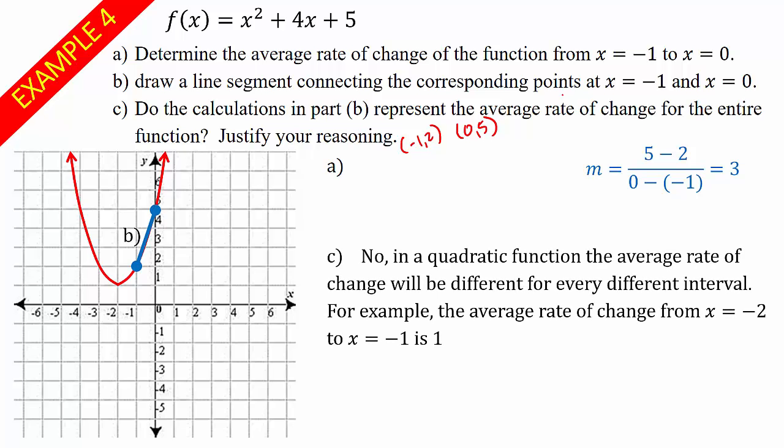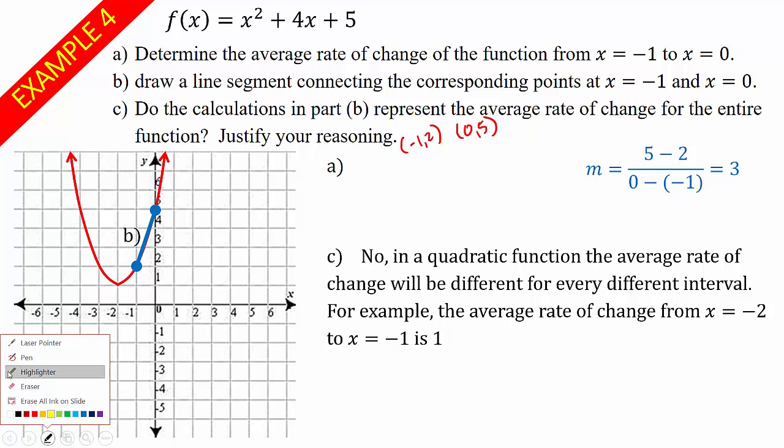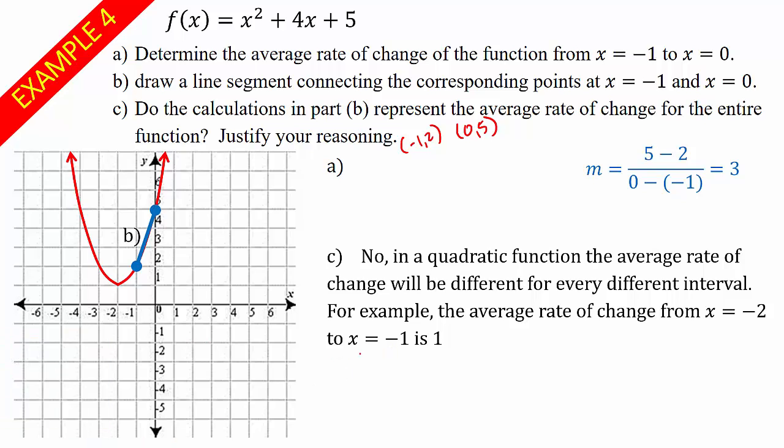Does it represent the average rate of change? Now notice it's asking whether it does for the entire function. Which obviously it does not, because it would be different everywhere else. So we say the average rate of change will be different for every different interval. For example, the average rate of change from x equals -2 to x equals -1 is simply just 1. So you get the idea there.